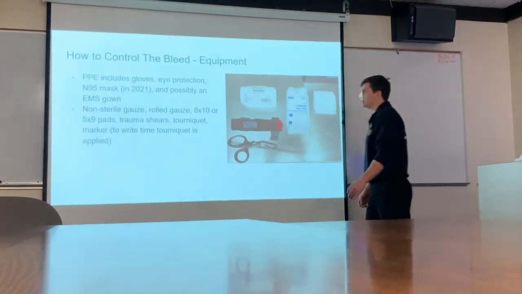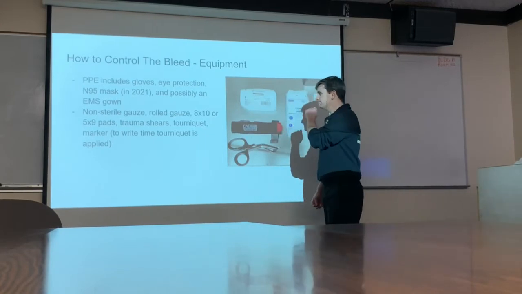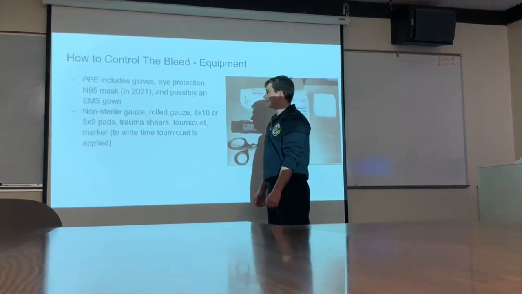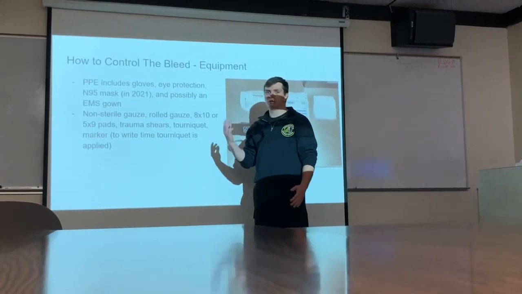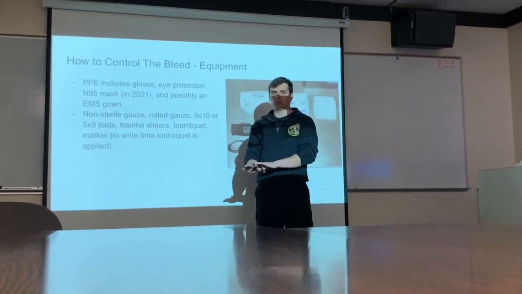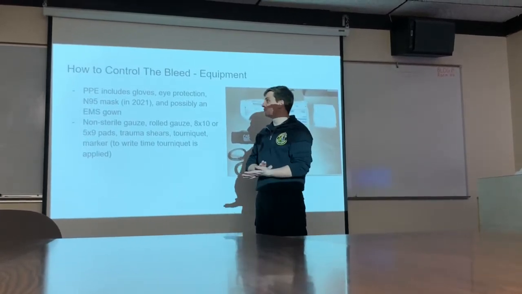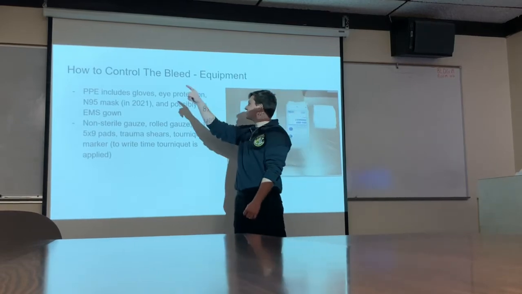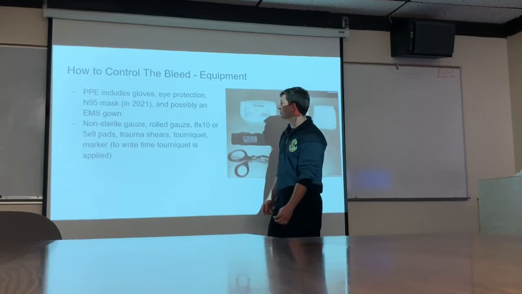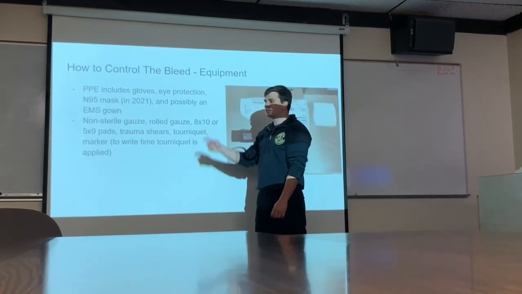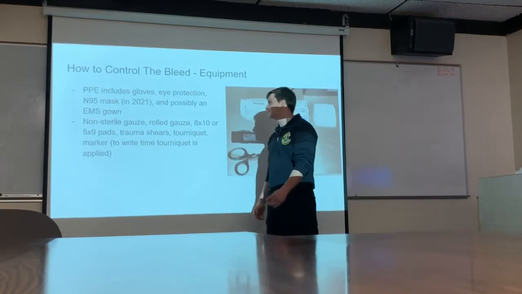So how to control your bleeding? You're going to need a few different pieces of your PPE and equipment. For PPE, the most important things you're going to want are gloves and eye protection, because if it's spurting, you don't want it to get in your eyes, and you also don't want to be touching the patient and giving them an infection. Also, you're potentially infecting yourself. So gloves, eye protection, your N95 mask, which is important today because we live in a COVID world, and then possibly an EMS gown to help prevent blood getting on your clothes and making them a biohazard.